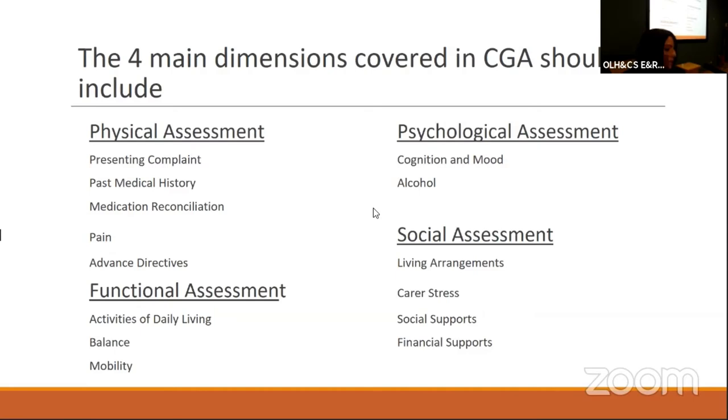So again, looking at whether the older person has the ability to put their legal affairs in order. What are their wishes, and have they been able to express them to a family member?